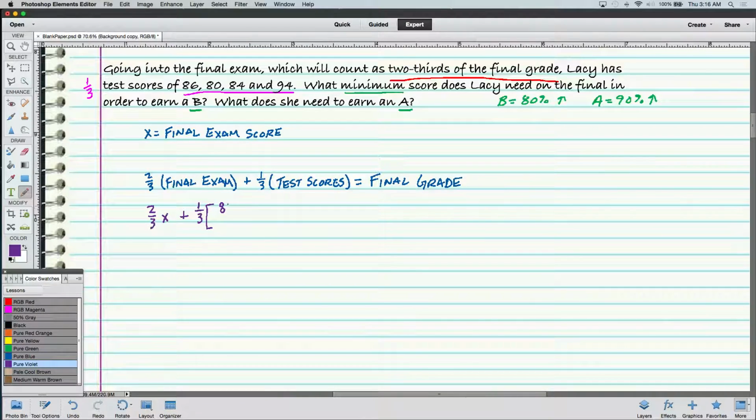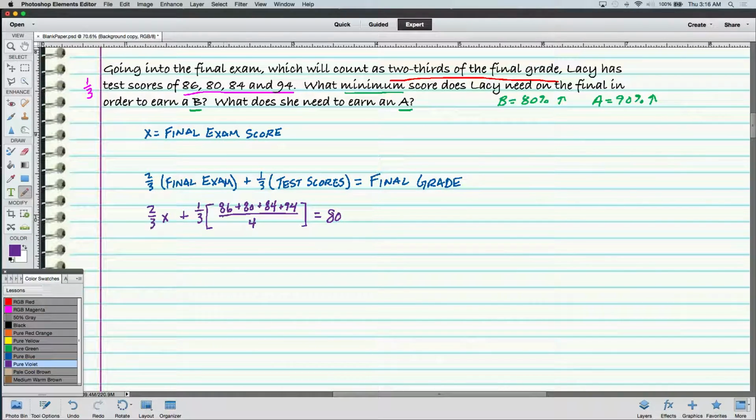So how do we find average? We just take the total and divide by the number that we have. So all of the test scores, we have 4 test scores, divide by 4 equals, and the final grade, well, we want it to be a B, 80%.